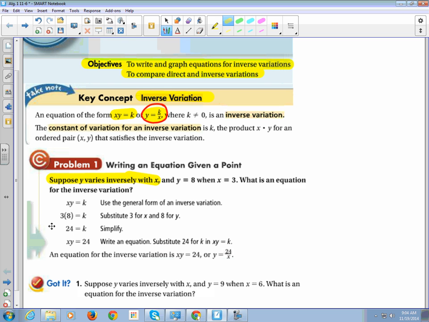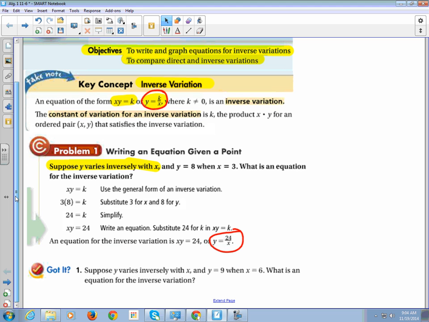We're then going to take our equation, so if I were writing this, I'd write y equals 24 over x. We just replace the k with a number. That's easy, right? Multiply two numbers, put it into an equation, done. So let's do our got it and see if we got it.